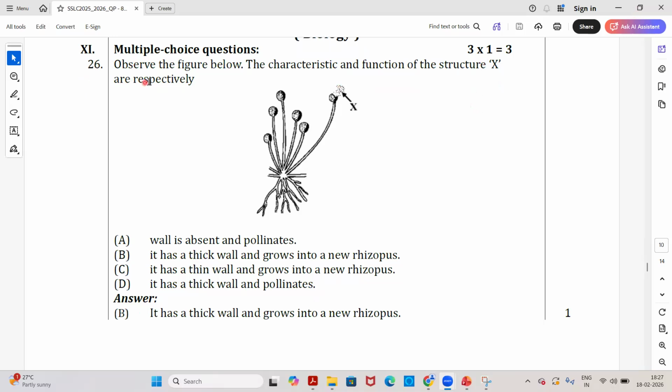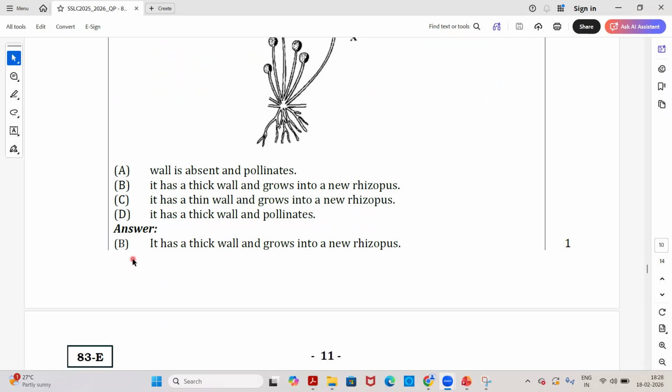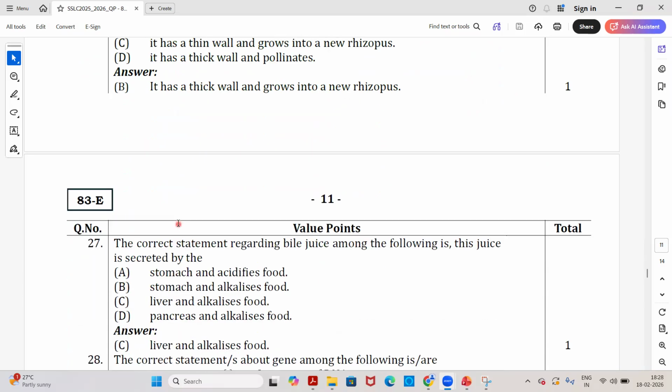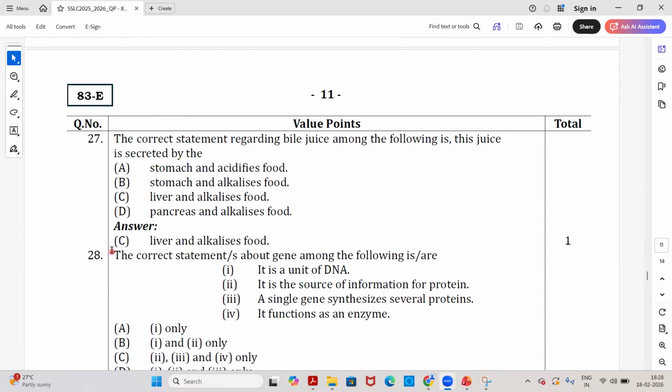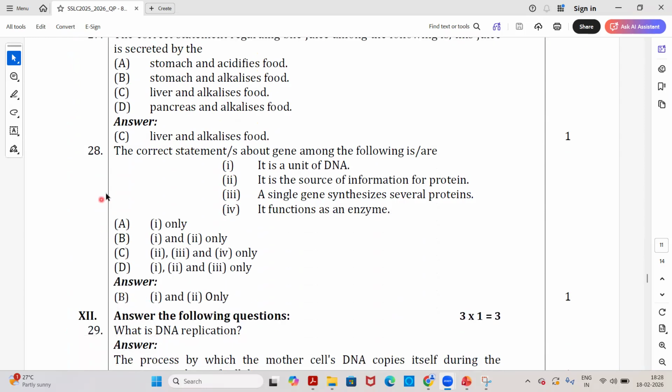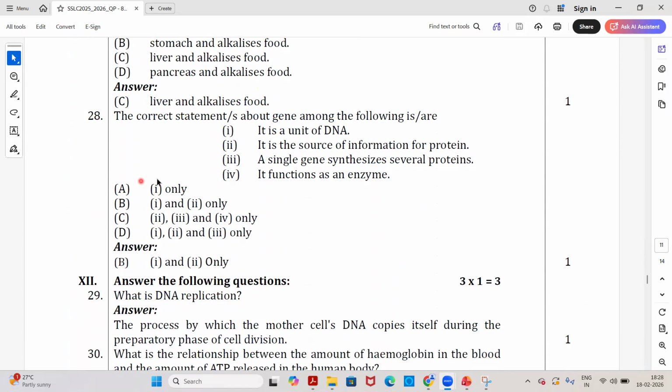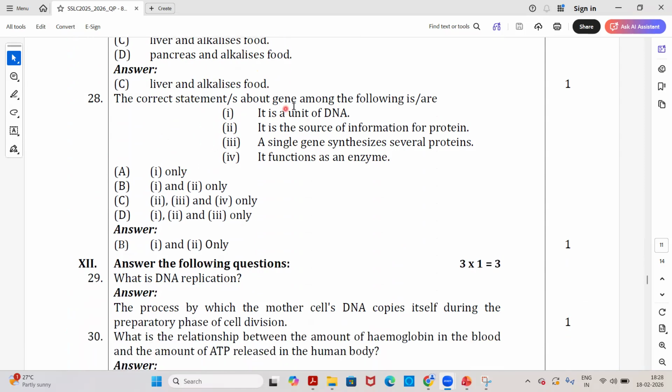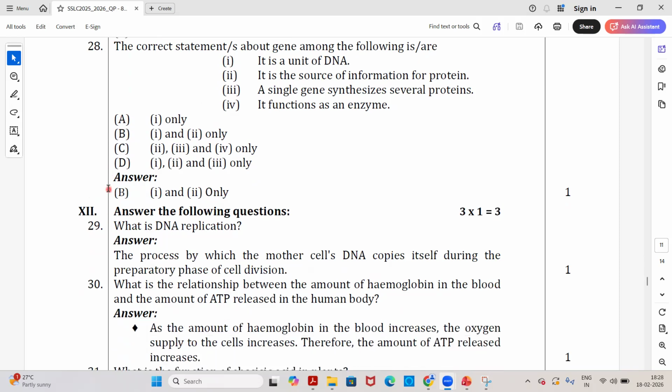Now question 26, observe the figure below. The characteristics and function of structure X and Y respectively are. Answer is option B. For the 27th one, answer is option C. For question 28th, the correct statement about the gene among the following is or are. You don't have to opt from here, you have to opt from here. So here it's option B, 1 and 2 only. So 1 and 2 only are correct. So you have to see these as options and select from here.